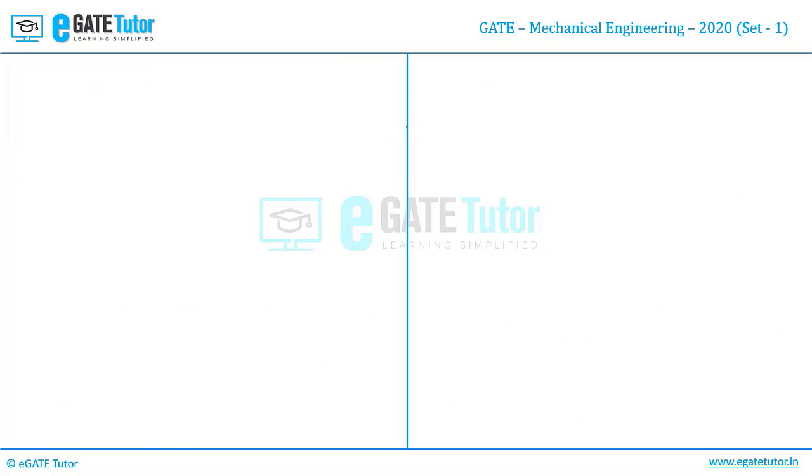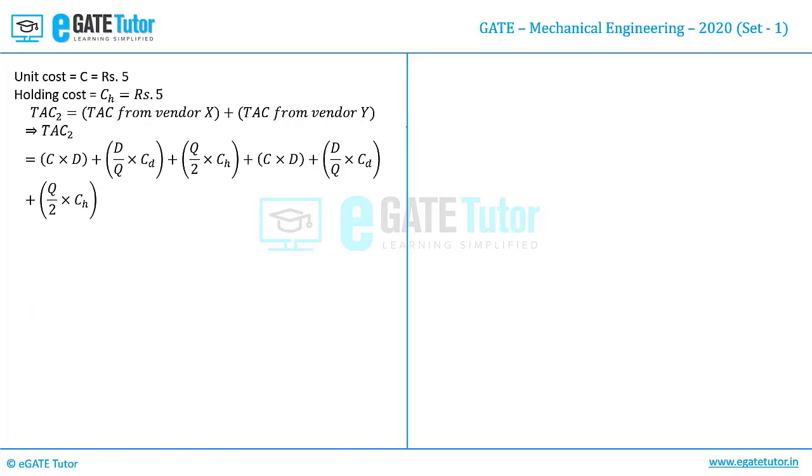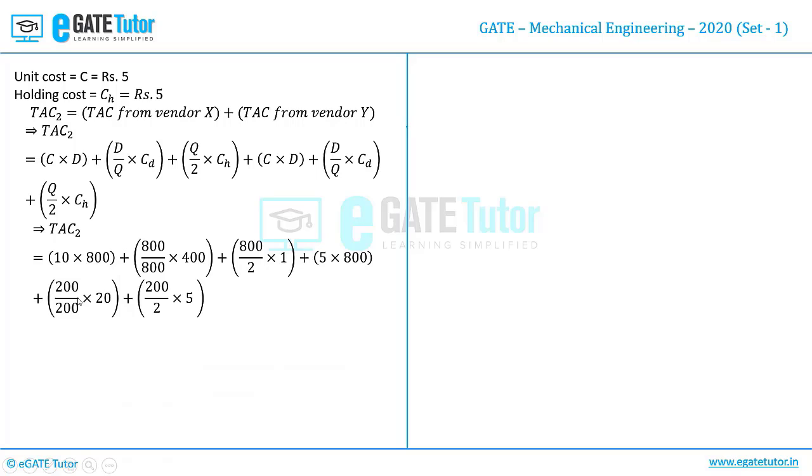Okay. So next it is given that the unit cost is rupees 5 and the holding cost is also rupees 5. Now the total annual cost in case 2 will be annual cost from vendor X plus annual cost from vendor Y. So this can be written as same formula repeated for both the vendors. So when we substitute that, we are writing the unit price as 10 because this particular product corresponds to the vendor X. So according to vendor X given in case 1, it was given that unit price is 10. But when you come to vendor Y, the unit price will be rupees 5, which is considered here.